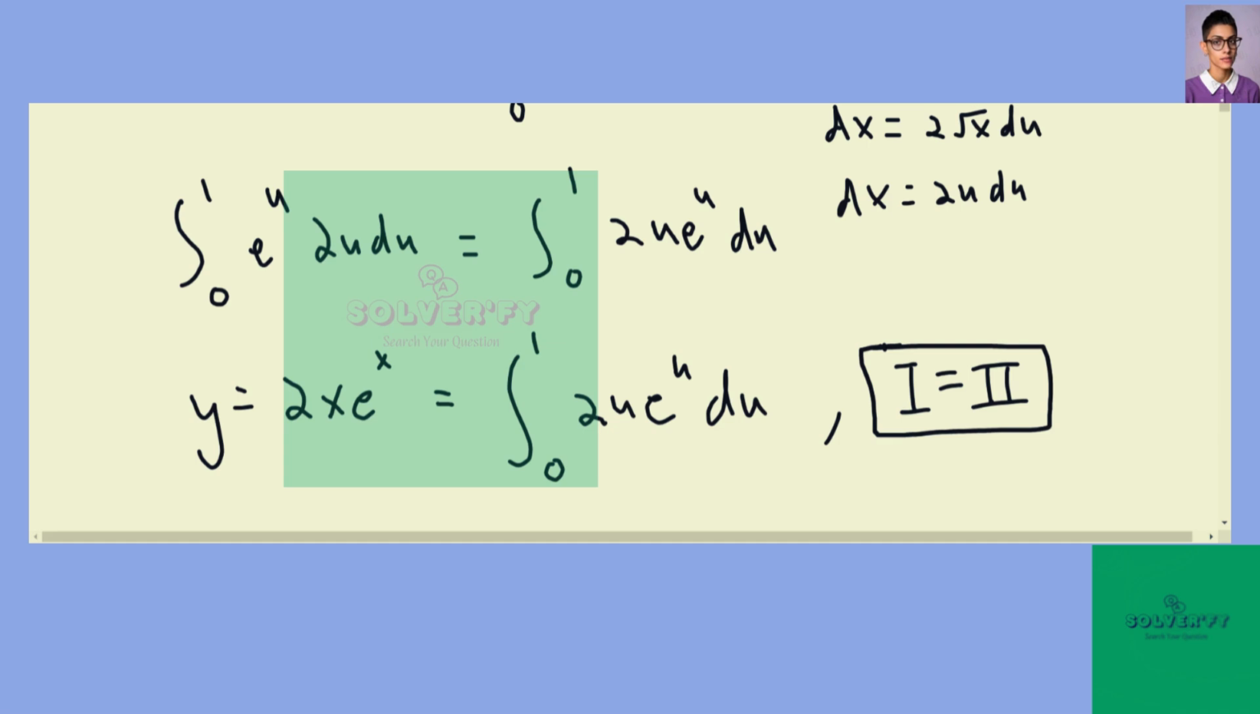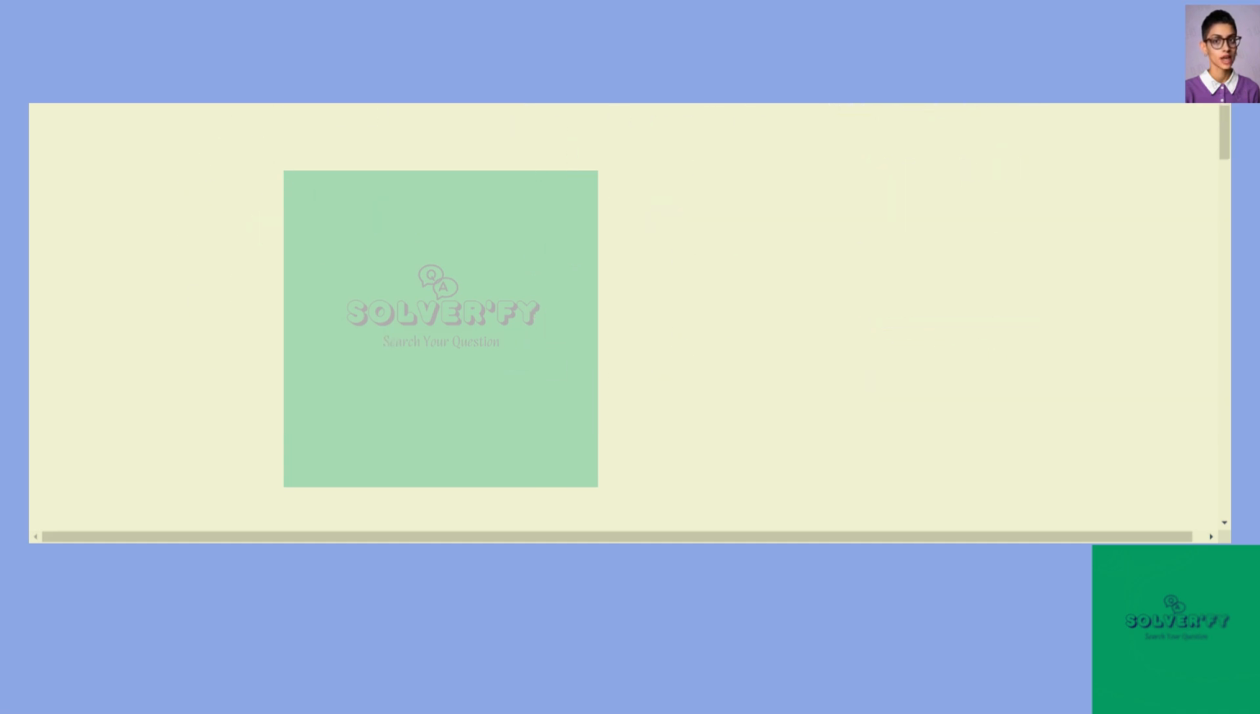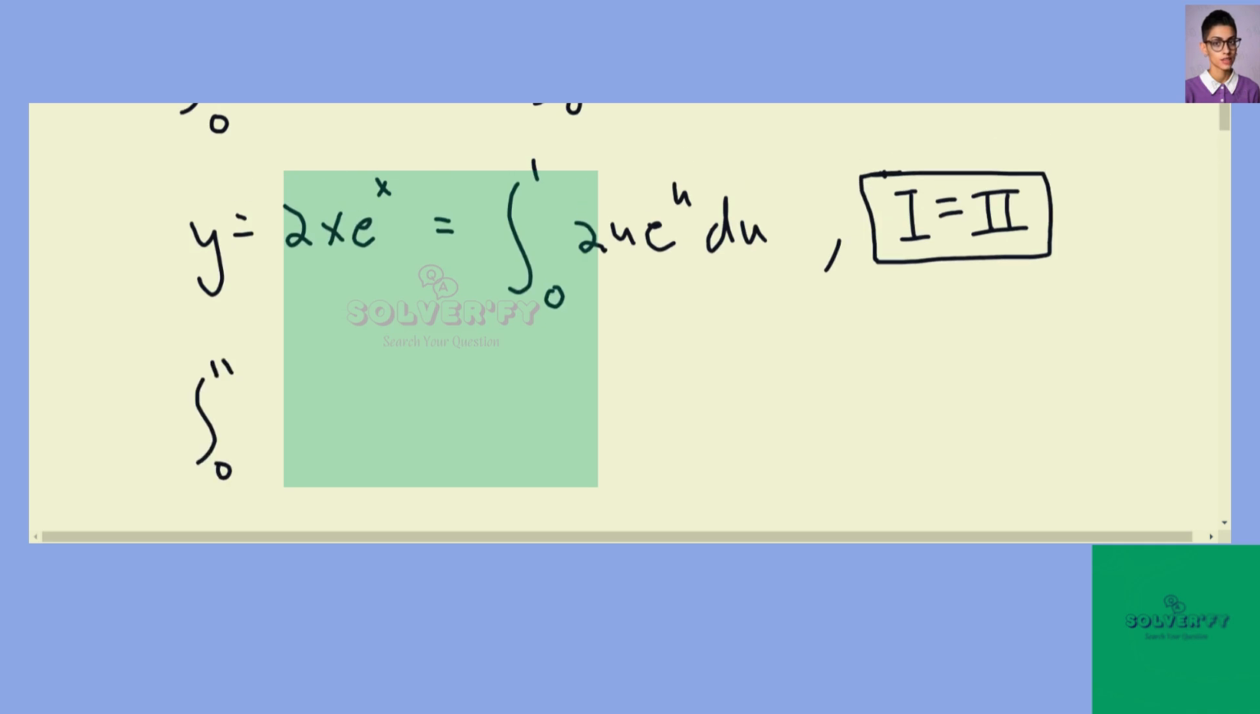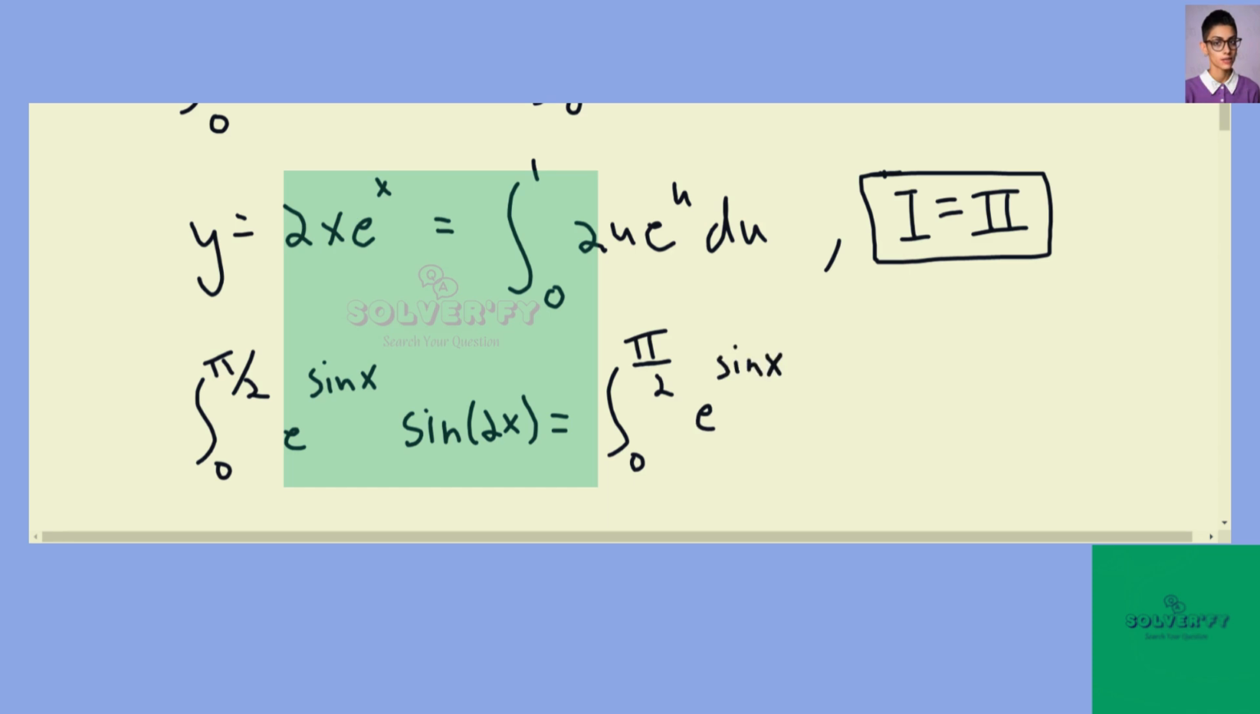Now, the third integral runs from 0 to pi over 2. Okay, and it is the integral of e to the sine x times sine 2x, which is equal to the integral from 0 to pi over 2 of e to the sine x times 2 sine x cosine x.